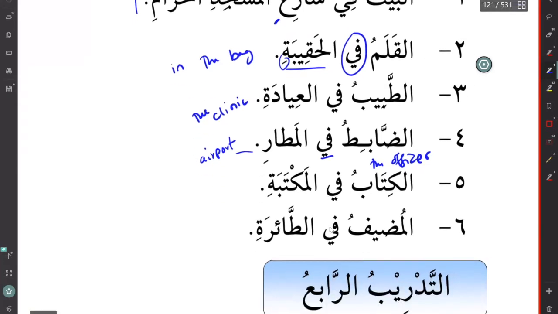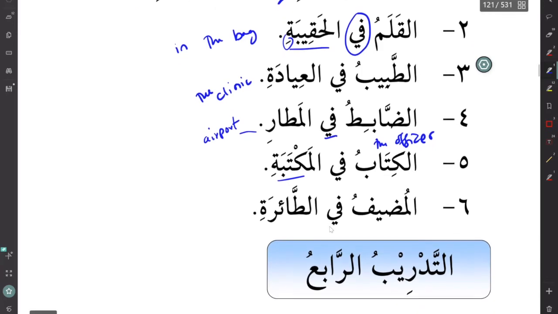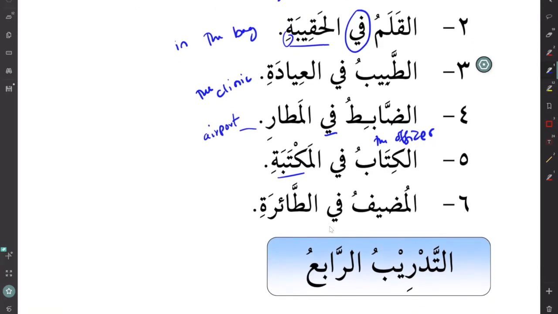Al-kitabu fil maktabati. Al-kitab is the book. Fil maktaba, what is maktaba? Maktaba is the library. The book is in the library. Al-mudifu fi ta'irati. Al-mudif is hostess. Remember, we had this word before also. Fi ta'ira. Ta'ira is the plane. So the hostess is in the plane.